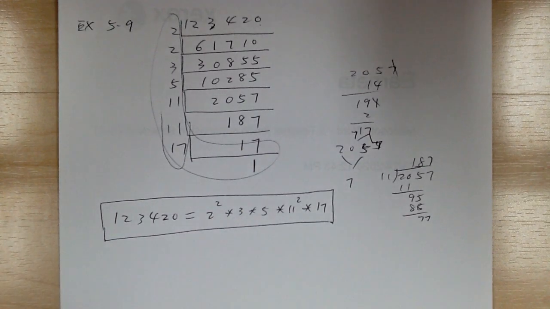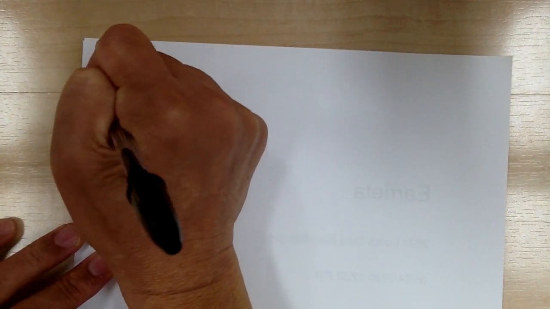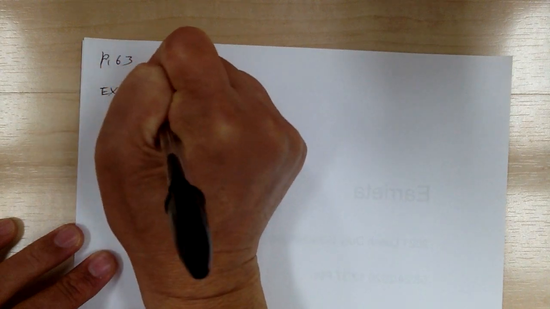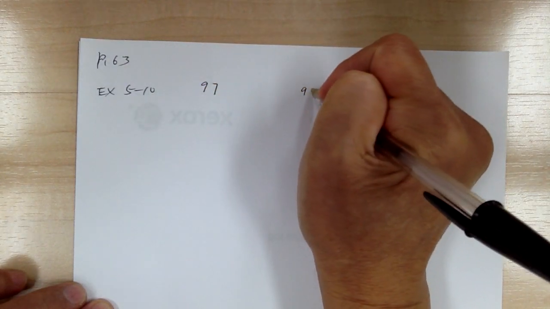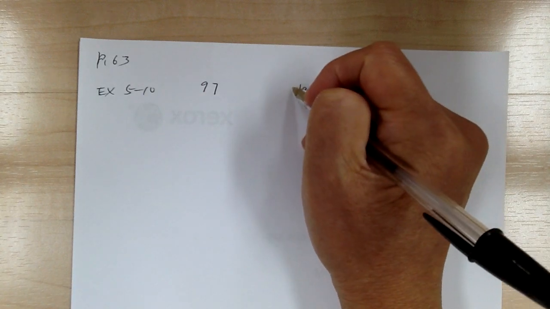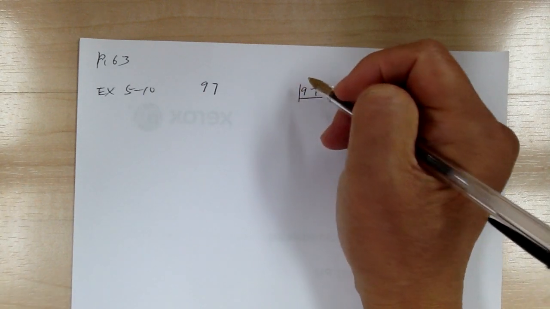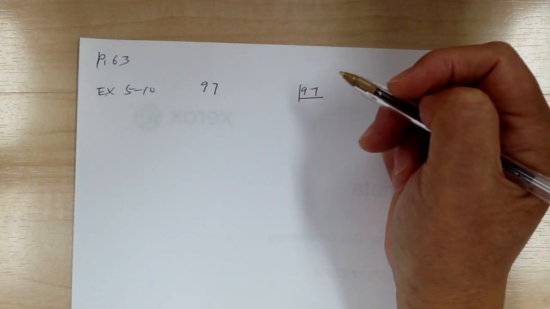Now let's go to example 5-10. You want to find the prime factorization of 97. So 2 does not work, 3 does not work, 5 does not work, 7 does not work, 11 does not work.